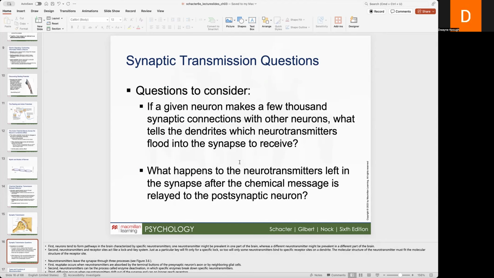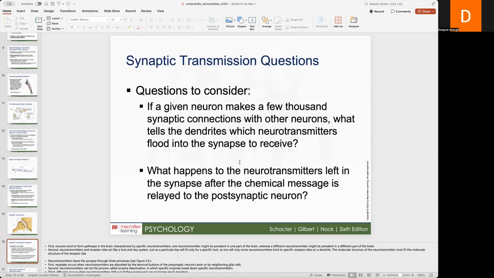So, questions to consider. If a given neuron makes a few thousand synaptic connections with other neurons, what tells the dendrites which neurotransmitters flood into the synapse to receive them? And the question I don't expect you to be able to answer, but it's basically the pathways and how neurons fire together, wire together. Through our development of learning how to do things, neurons effectively form these very strategic and elaborate pathways that constitute our behavior.